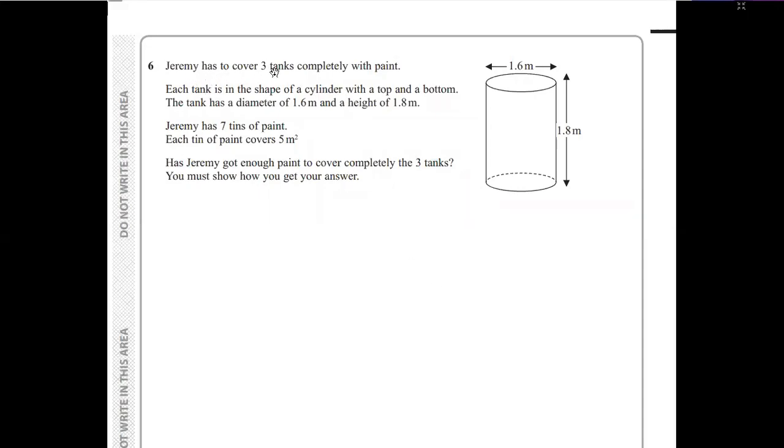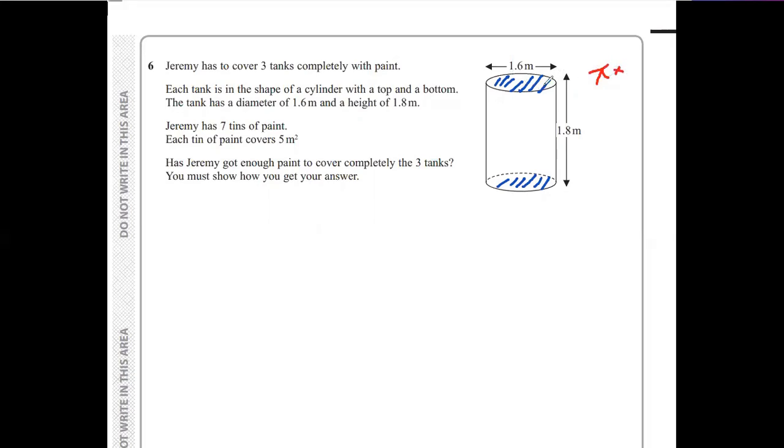Jeremy has to cover 3 tanks. Top and bottom, complete. So it looks like that. So how can you work out the surface area of this top and bottom? What would you do? You can find the area of the circle. Yeah, so what you are going to do is you will do pi times by radius squared.